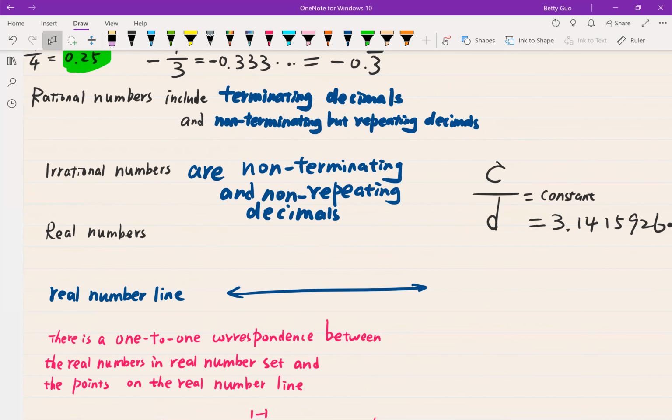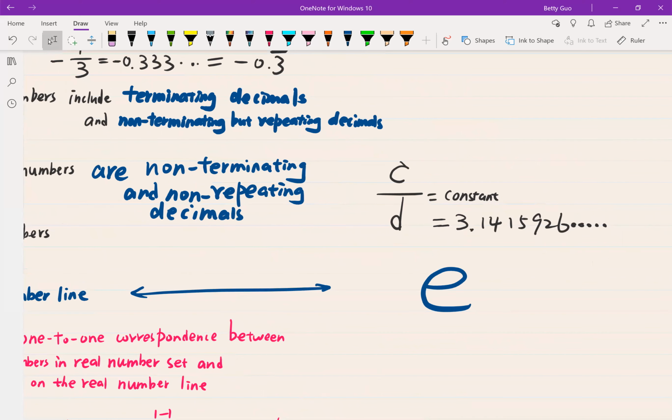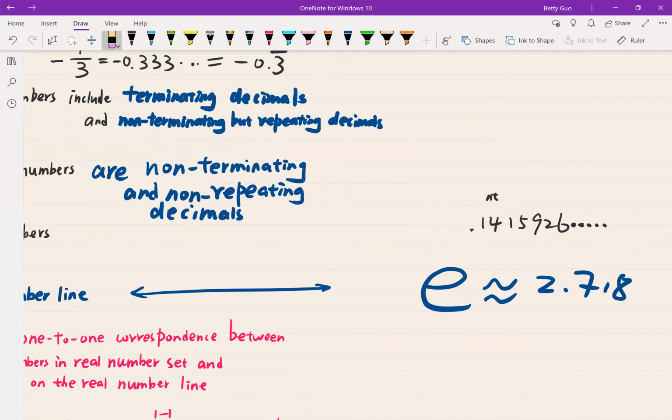If you have a calculator, you would be able to find pi on your calculator. Besides pi, you will also see a letter E. The letter E represents another important irrational number. It's about equal to 2.718. That is also irrational. So both pi and E are important irrational numbers.